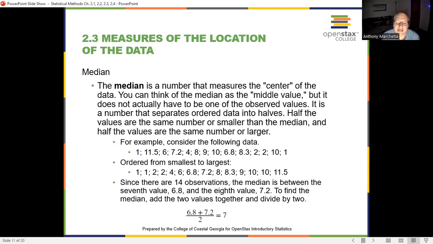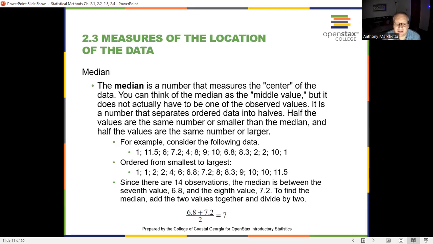Okay, so the median is a number that measures the center of the data. You can think of the median as the middle number, but it does not actually have to be one of the observed values. Half the values are the same number or smaller than the median, and half of the numbers are the same number or larger. So I just want to highlight, it is not required to be one of the numbers.